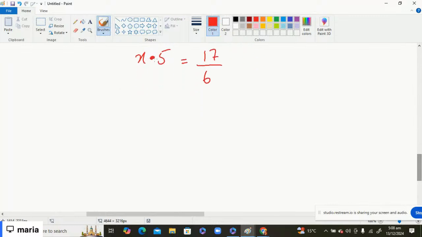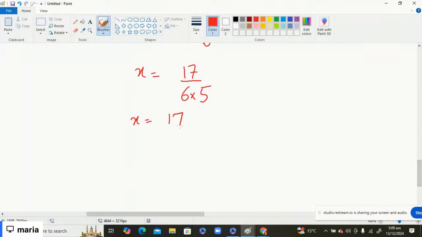Now here 5 is multiply. When you move this to the other side, it should be division. So x is equal to 17 as it is. 5 times 6 is 30. And this is your answer. Okay.